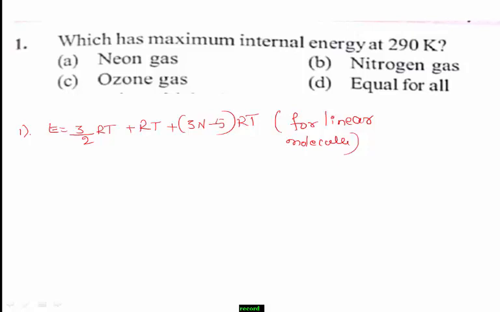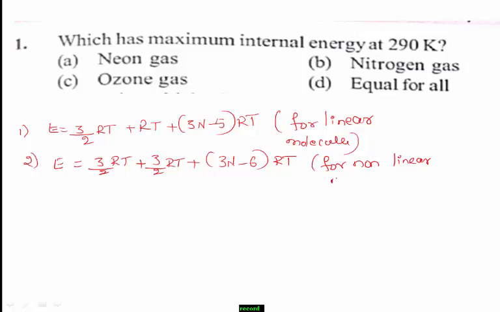Next, another formula, the second one, E equal to 3 by 2 RT plus 3 by 2 RT plus of 3n minus 6 RT. This is for non-linear molecule. You remember these two formulas. If you know these formulas, then which one is the right answer?